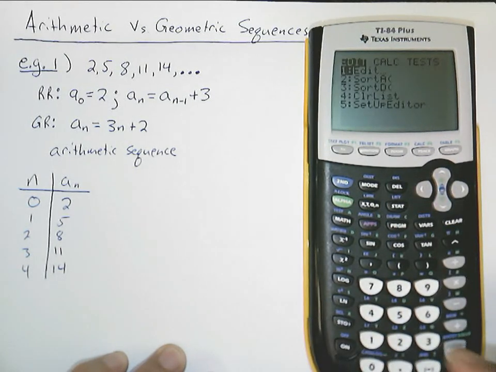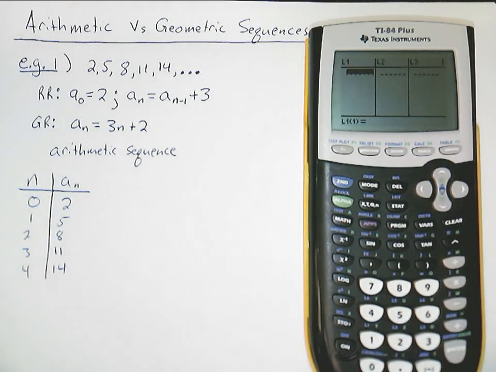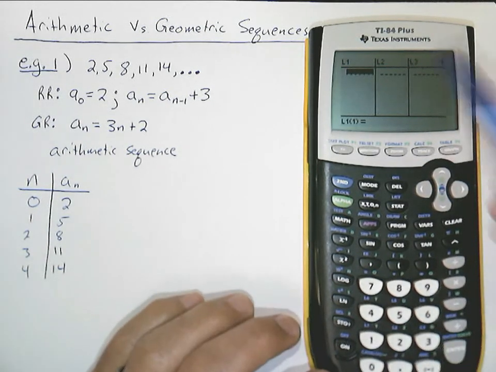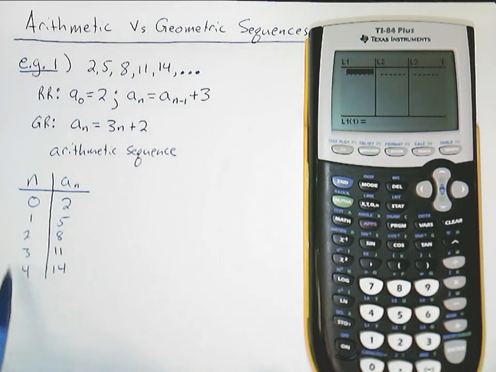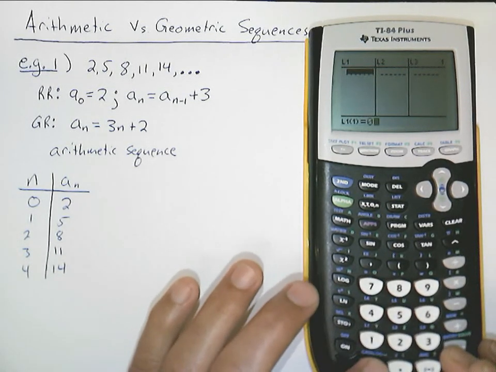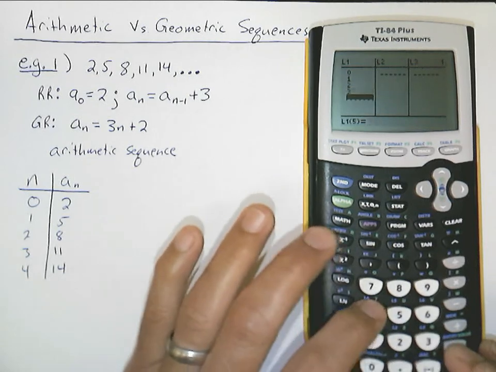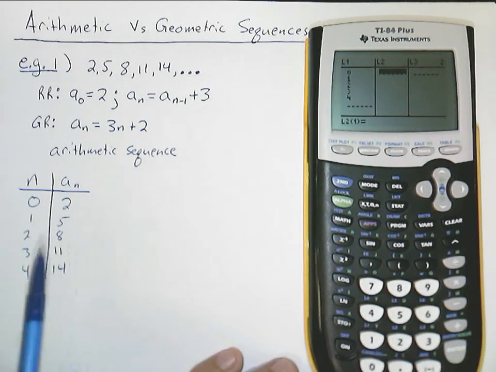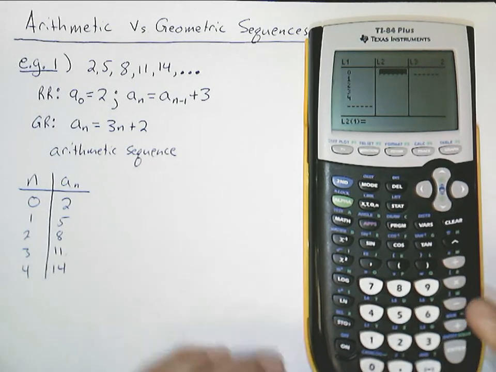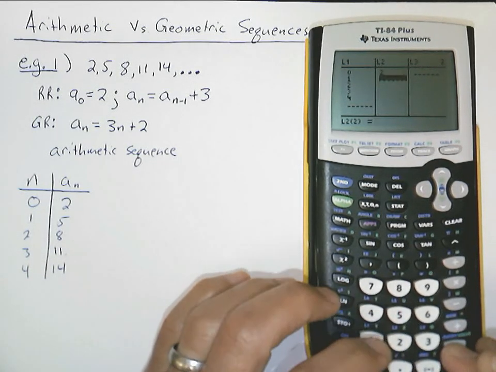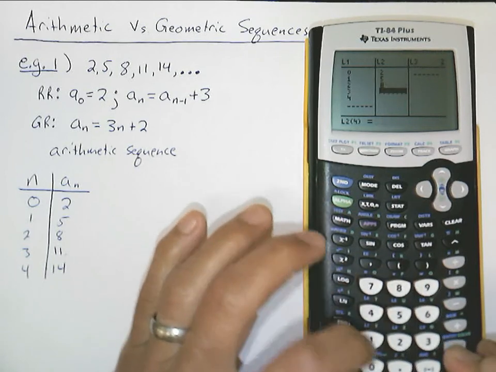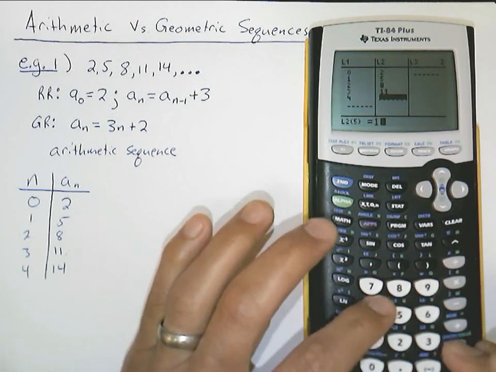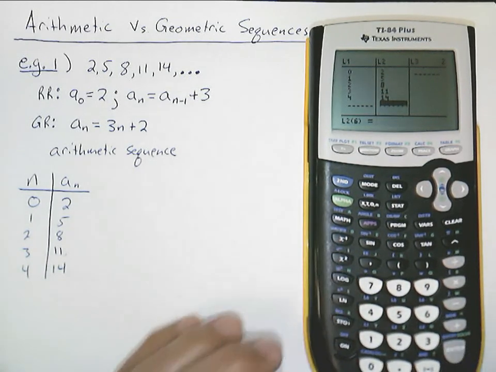We do this by just going to the statistics menu, and we'll go over this in class too, so you get a little more practice with it. But we put in this first list the n values. Those are independent variable, really. So 0, 1, 2, 3, 4. And then in the second list, we're going to put the a sub n's, the actual terms of the sequence. 2, 5, 8, 11, 14. Of course, that would continue.